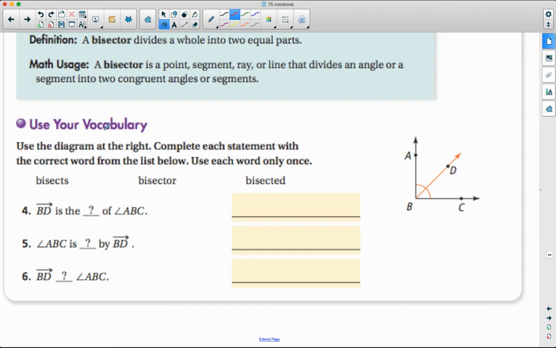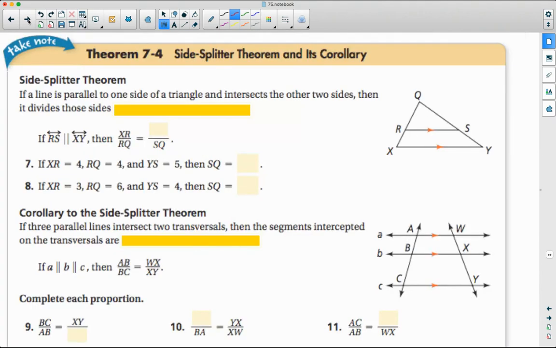Segment or ray BD. Ray BD is the what of angle ABC? That is the bisector. Angle ABC is bisected by ray BD. And ray BD bisects angle ABC.